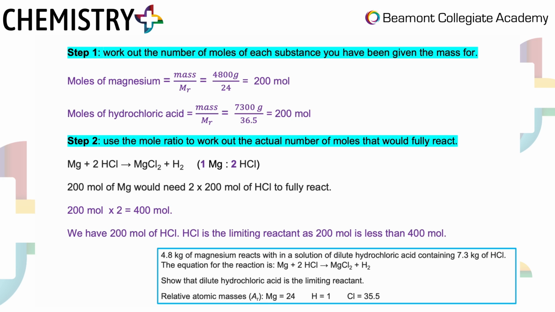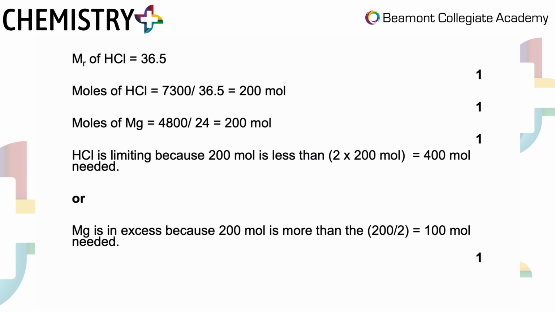Let's check that against the GCSE mark scheme. How did you do? Were you able to answer all points? Again, 1 mark for calculating Mr, 2 marks given for calculating moles, and then for identifying the limiting reactant.